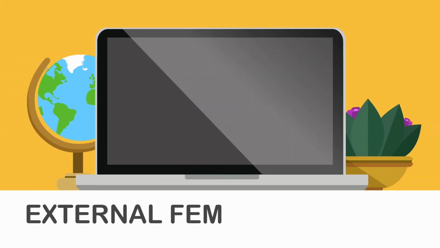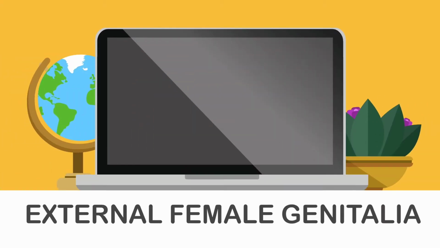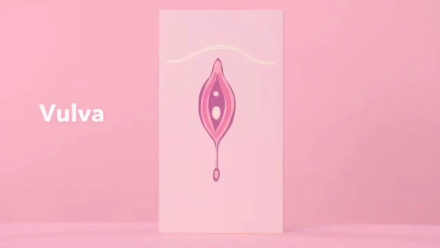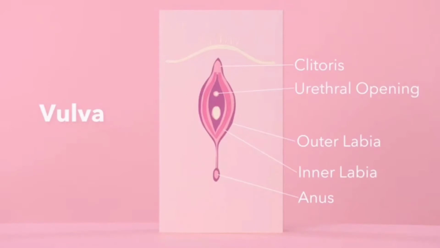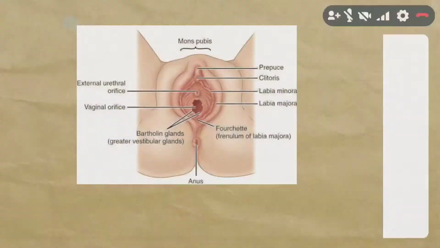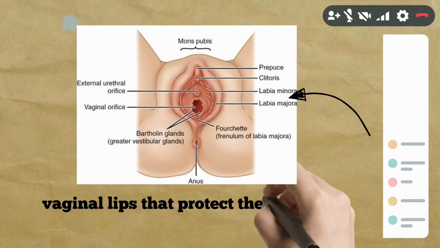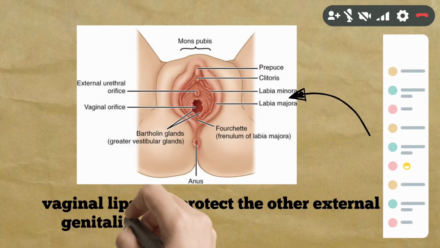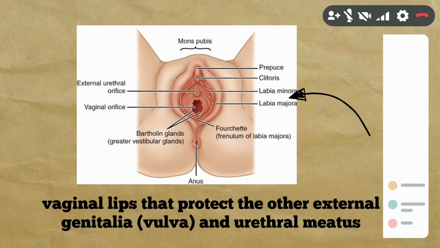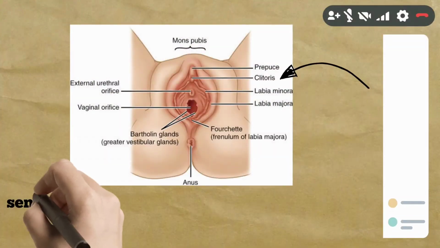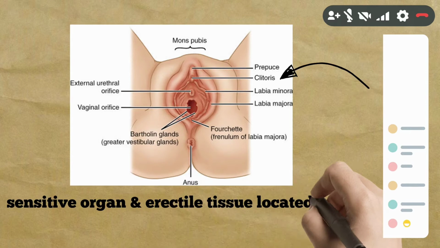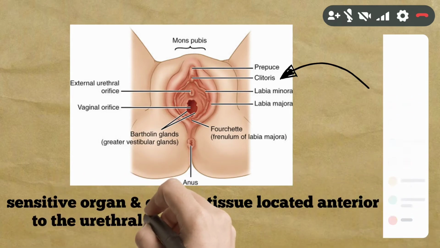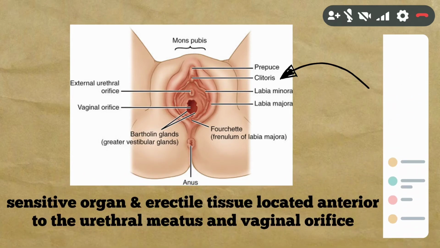The external female genitalia are located posterior to the mons pubis, also known as vulva. Labia minora and labia majora are vaginal lips that protect vulva and urethral meatus. Clitoris is an organ of sensitive erectile tissue that is located anterior to urethral meatus and vaginal orifice.